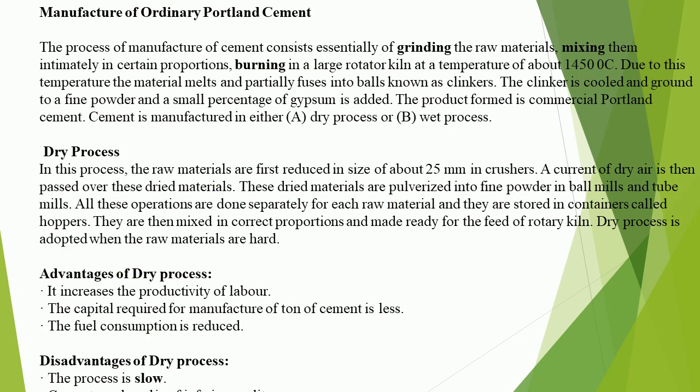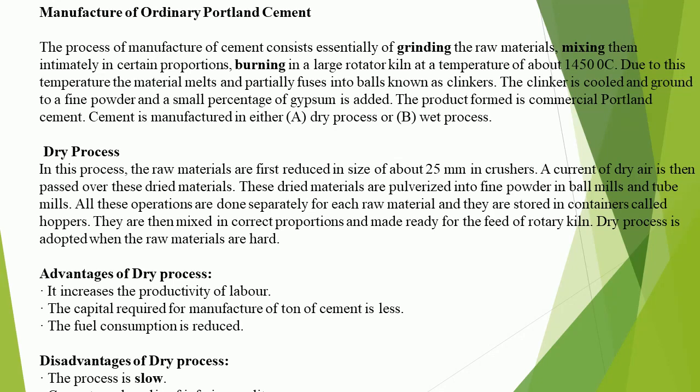Manufacture of ordinary Portland cement. The process of manufacture of cement consists essentially of grinding the raw materials, mixing them intimately in certain proportions, and burning in a large rotary kiln at a temperature of about 1450 C. Due to this temperature, the material melts and partially fuses into balls known as clinkers. The clinker is cooled and ground to a fine powder, and a small percentage of gypsum is added. The product formed is commercial Portland cement.